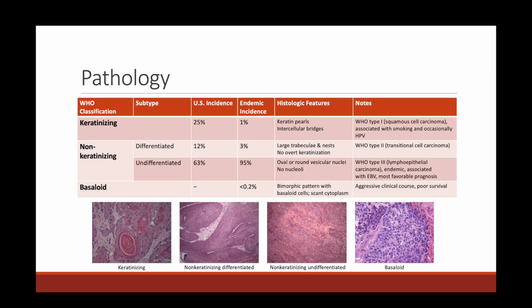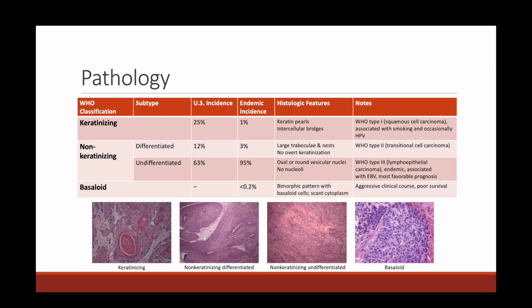So if we see nasopharyngeal cancer in the US, we do have to pay attention to the histology because it could be the WHO type 3, which is associated with EBV infection, or it could be WHO type 1, which is more like your typical squamous cell carcinoma of the head and neck.